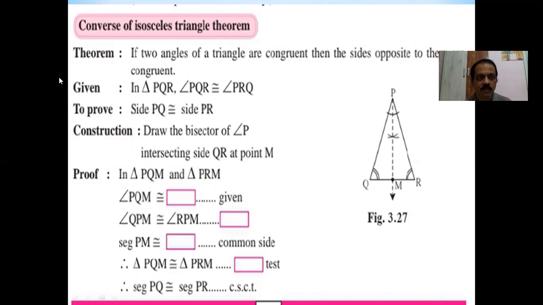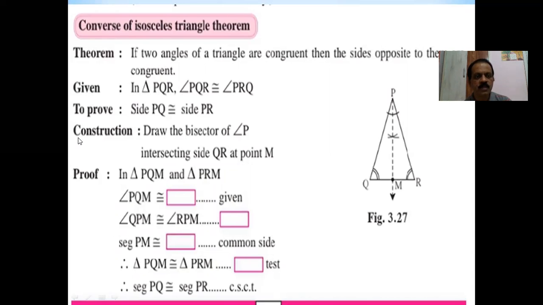Look here, the theorem statement is like this: if two angles of a triangle are congruent, then the sides opposite to them are congruent. That means, look here, this is a triangle PQR. In this triangle, angle Q and angle R are congruent. Given: in triangle PQR, angle PQR is congruent to angle PRQ. We have to prove side PQ is congruent to side PR, the sides opposite the congruent angles.